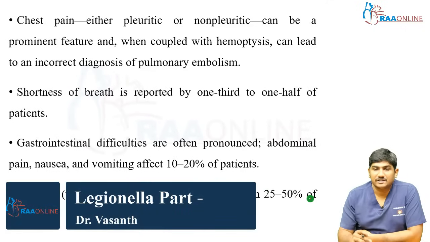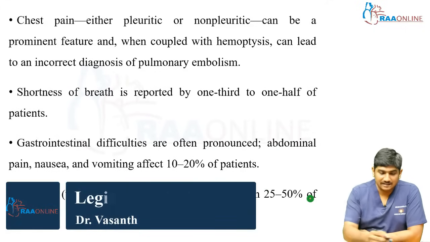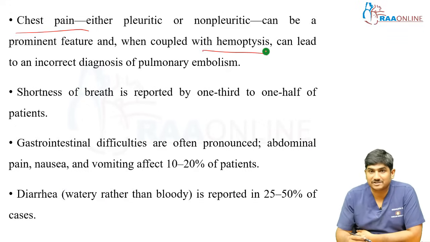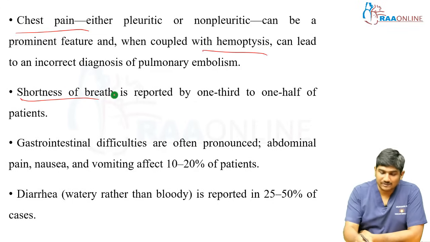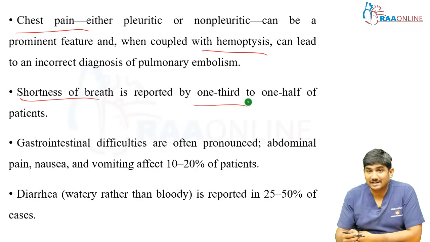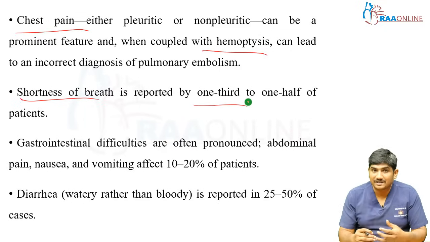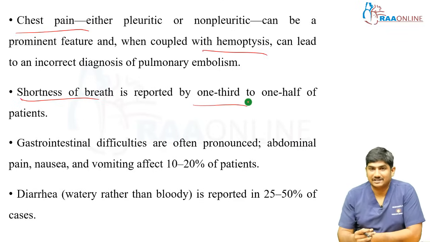Chest pain, either pleuritic or non-pleuritic, can be a prominent feature, and when coupled with hemoptysis, so chest pain with hemoptysis, usually as an emergency physician, I'll think of pulmonary embolism, right? This can be misdiagnosed as pulmonary embolism also. And shortness of breath, around 30% of the patients will complain of shortness of breath as well. So a patient coming with chest pain, hemoptysis, shortness of breath, usually I'll think of pulmonary embolism in this kind of patients, right? But your CTPA is going to be negative here.